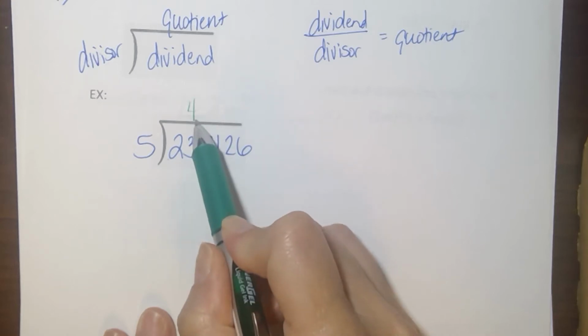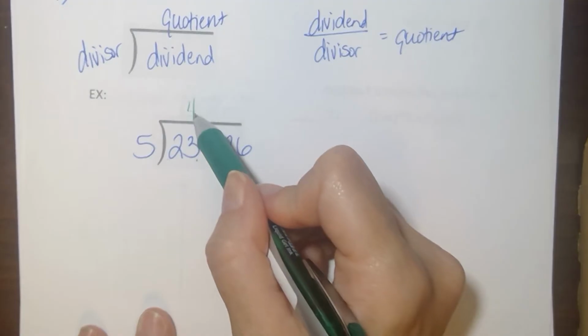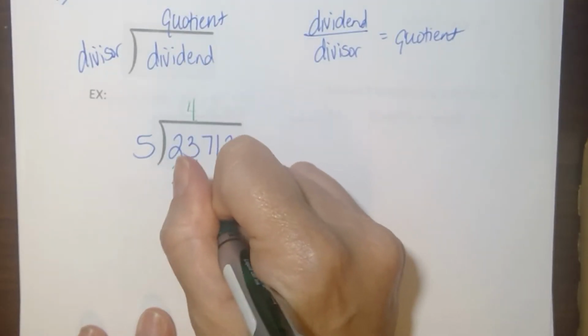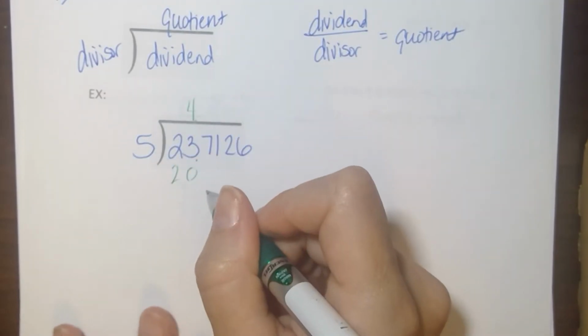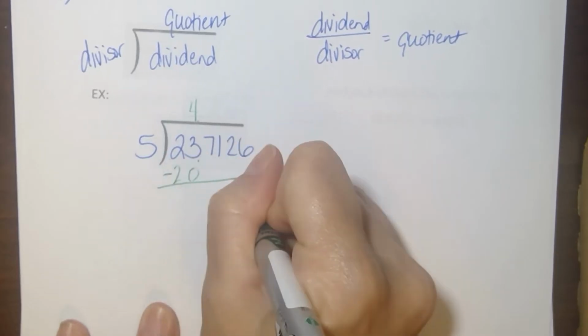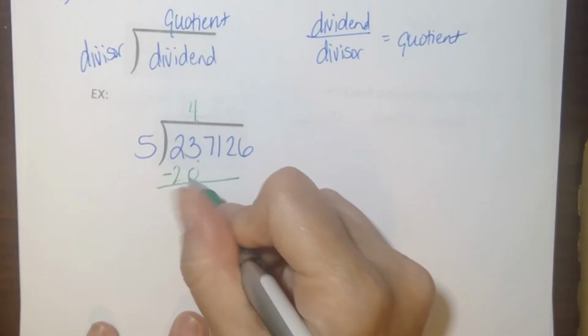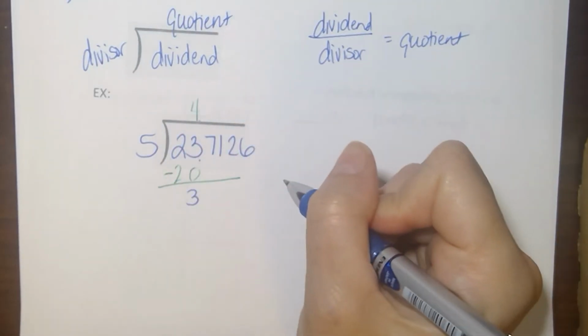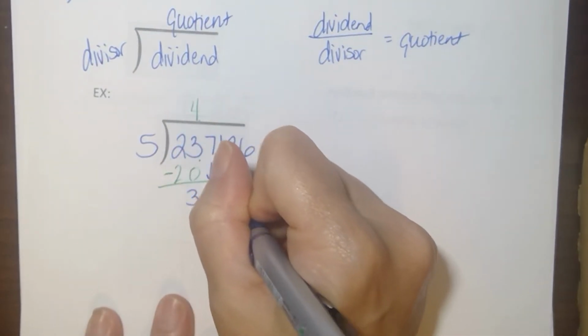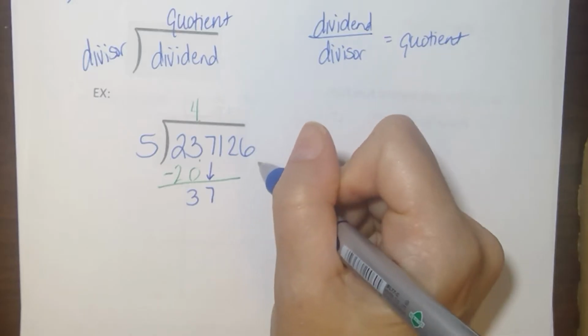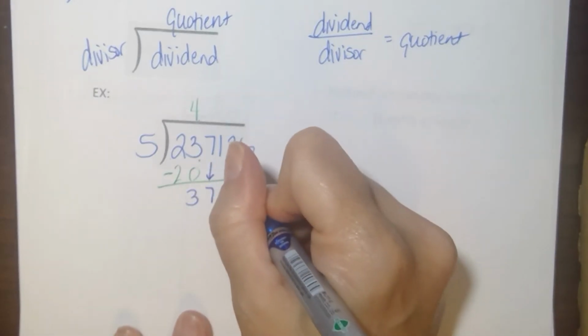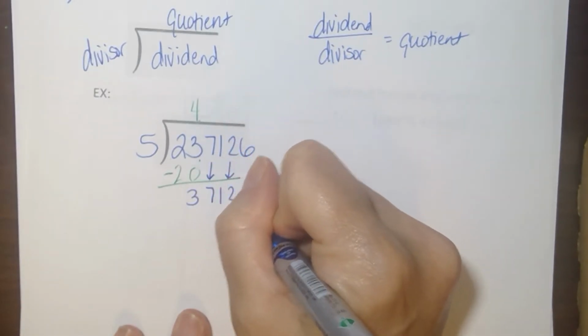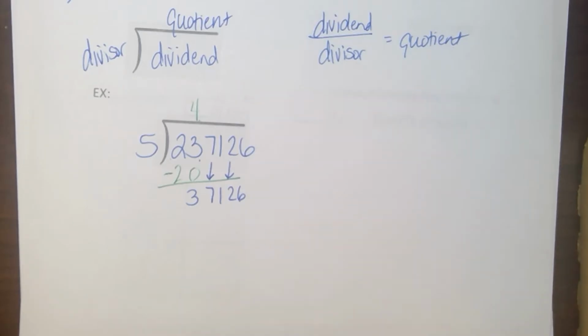After I put a value in my quotient line, I multiply. 4 times 5 is 20. And after I multiply, I subtract. So 23 minus 20 is 3. And then typically with long division, we just bring down that next digit. But because this is what I'm going to ask you to do in polynomial long division, we're going to go ahead and bring everything down for this example problem.